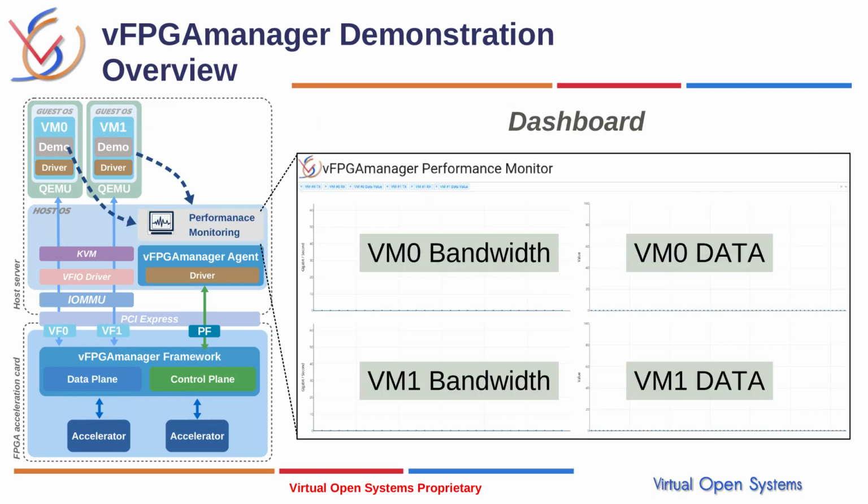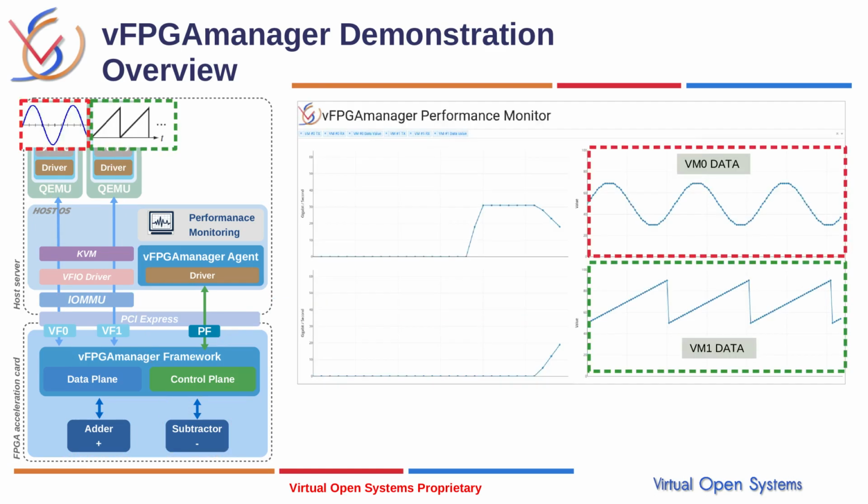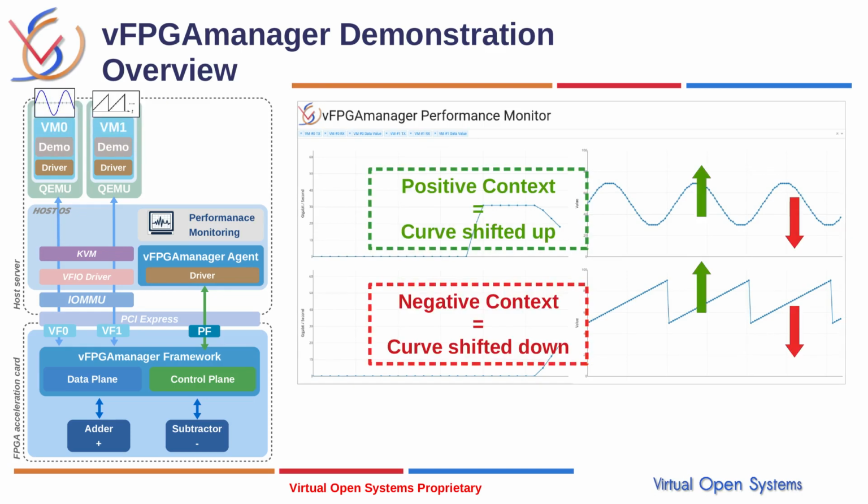The data transfer performance as well as the processed data are shown on a dashboard in this order: VM0 bandwidth, VM0 read data, VM1 bandwidth, VM1 read data. A virtual machine will be either attached to an adder or to a subtractor by the vFPGAmanager framework. In order to simplify the understanding of the received data, each virtual machine sends data with a different visual shape, sinusoidal for VM0 and triangular for VM1. Finally, a context of a virtual machine is represented by the value to add or to subtract to the payload data. That will have as a visual effect to shift up or down the curve.